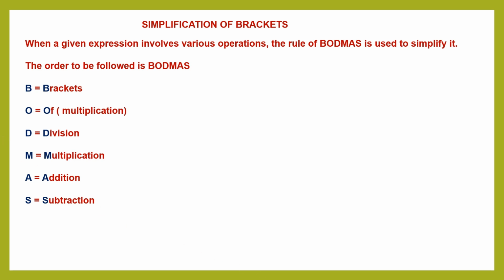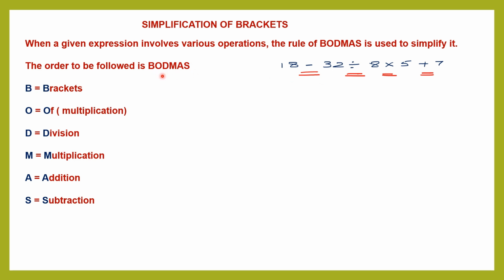Let's take an example. Suppose I have a question like this: 18 minus 32 divided by 8 into 5 plus 7. Here can you see we have various operations. I have subtraction, division, multiplication and addition. Which one will I do first? I have to decide which one to do first, and there is a rule. There is a particular order that we should follow, and that order is called BODMAS.